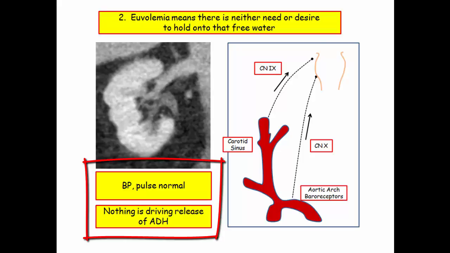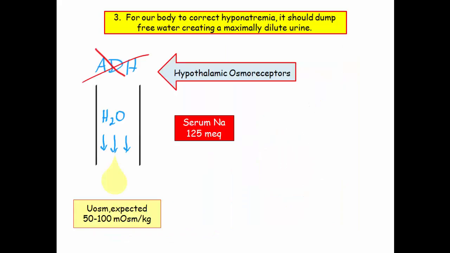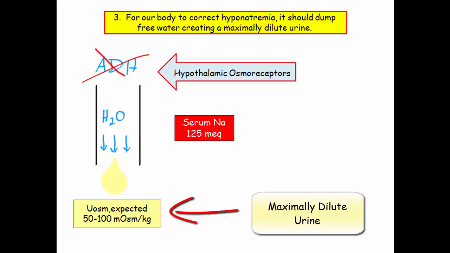This will be designated in your vignettes by normal blood pressure and/or pulse. That is, there is nothing driving the release of ADH. And the third condition necessary for the diagnosis of SIADH is the inappropriate concentration of the urine osms. Under normal circumstances, when presented with a serum sodium of 125 and a euvolemic state, the hypothalamic osmoreceptors would normally suppress ADH release. No water would be resorbed, and the urine would be maximally dilute in the range of 50 to 100 milliosms per kilogram.